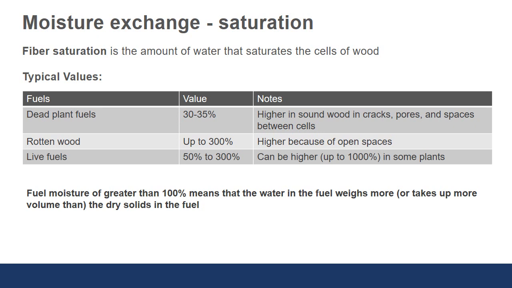The fiber saturation point is the amount of water that saturates the cells of the plant material. In dead plant material, this is normally around 30 to 35%. The additional water in the fuels is found in cracks, pores, and other intercellular spaces. In rotten wood, there are many more open spaces which can soak up water. In some cases, the water content of rotten dead material can be as high as 300%. Live fuel moisture is regulated by plant ecophysiology and is generally between 50% and 300%.